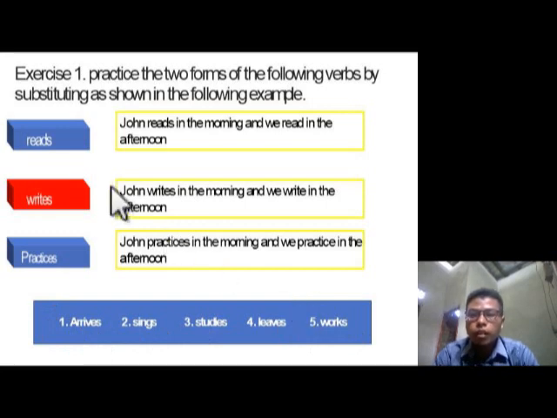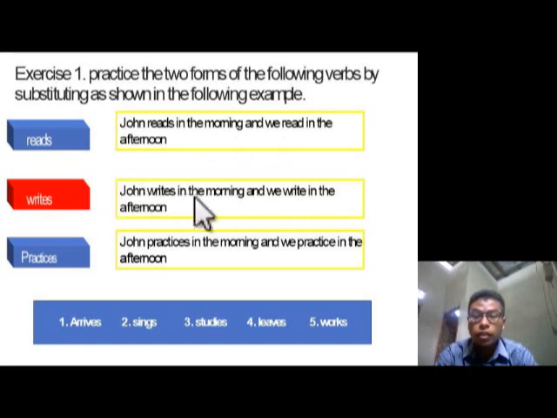Okay. Number 1. John reads in the morning and we read in the afternoon. John reads in the morning. Here the word reads should be put s, because John is third singular person. And then we read in the afternoon. Read here without s because the subject is we. It is the same as the sentence number 2.